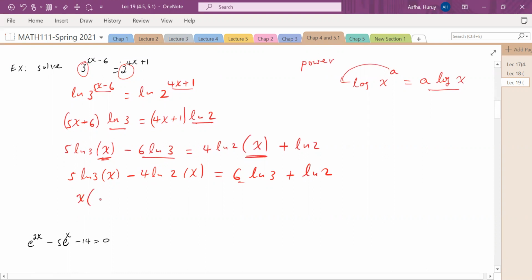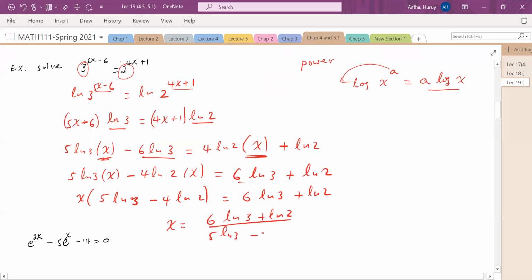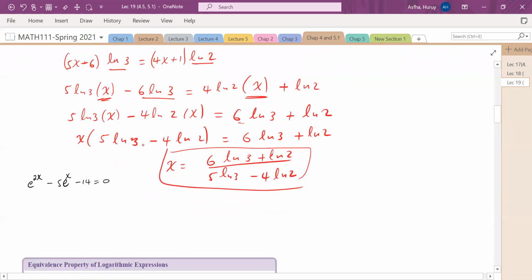Now factor out x, so we have x times 5 ln 3 minus 4 ln 2 equals 6 ln 3 plus ln 2. Now we divide by the constant, and we get x equals 6 ln 3 plus ln 2 over 5 ln 3 minus 4 ln 2. So this is the solution to the exponential equation. This is another way of solving an exponential equation.